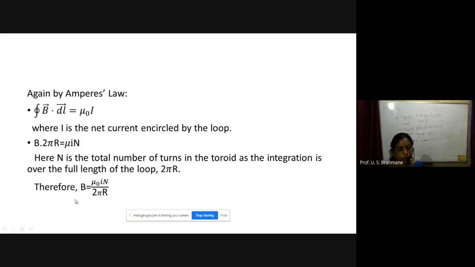So B is equal to, modifying that equation, B is equal to mu 0 NI upon 2 pi r. So this is the equation for the toroid, whereas for the solenoid we have seen mu 0 nI, and that is small n. Here it is capital N taken. So remember the differences and try to understand and read it.